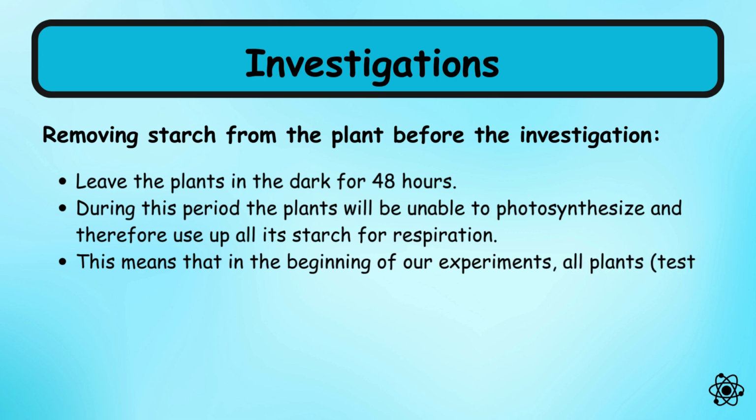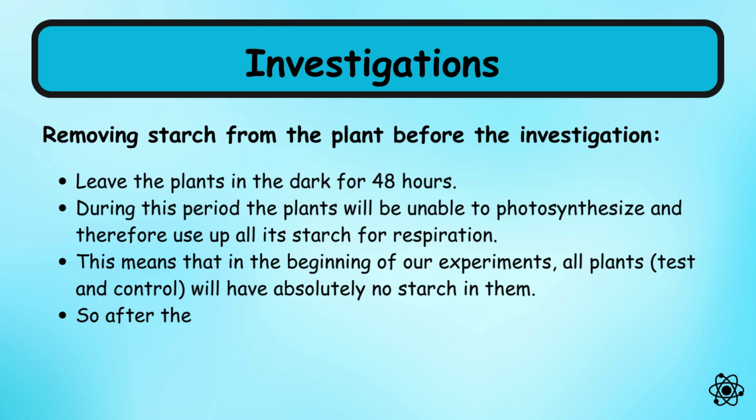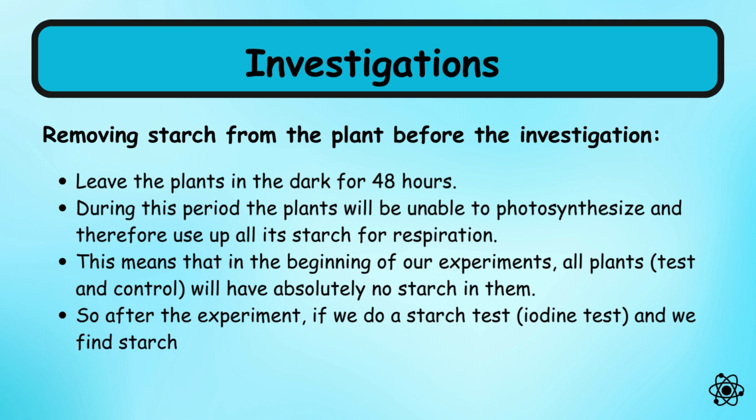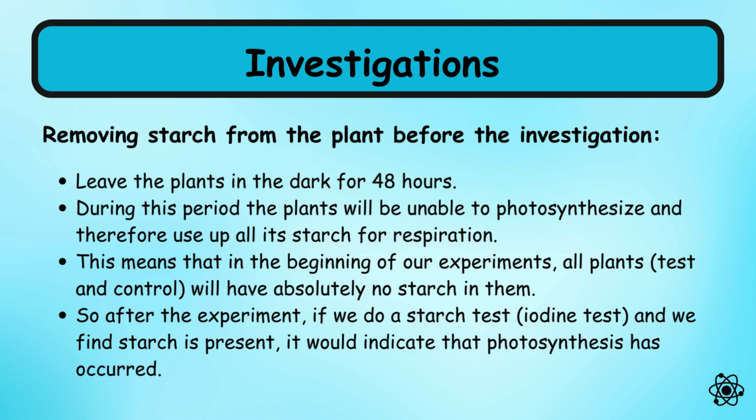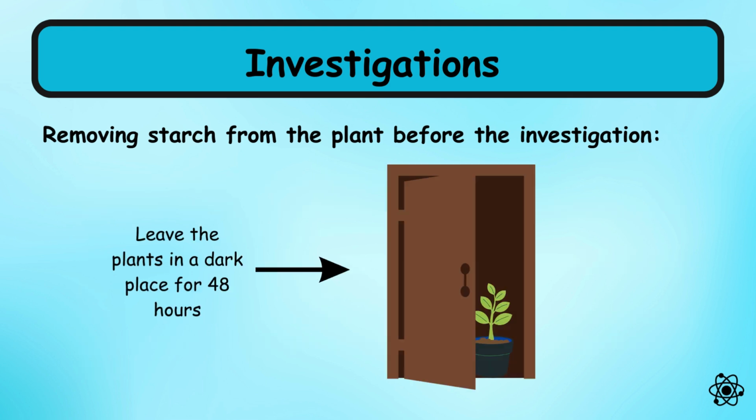This means that in the beginning of our experiment, all plants, test and control, will have absolutely no starch in them. So after the experiment, if we do a starch test with iodine and we find starch is present, it would indicate that photosynthesis has occurred. So as you can see, leaving the plants in a dark place will help remove all the starch from the plants.